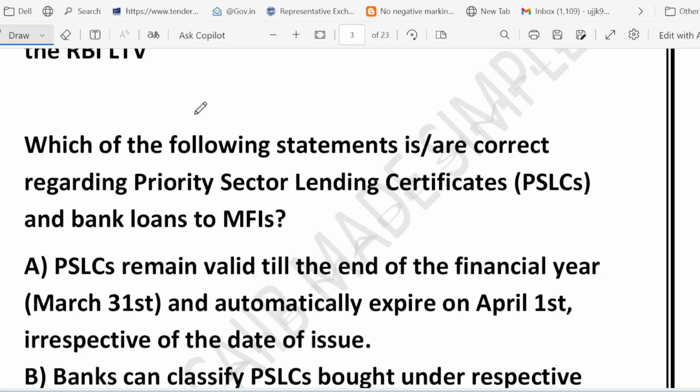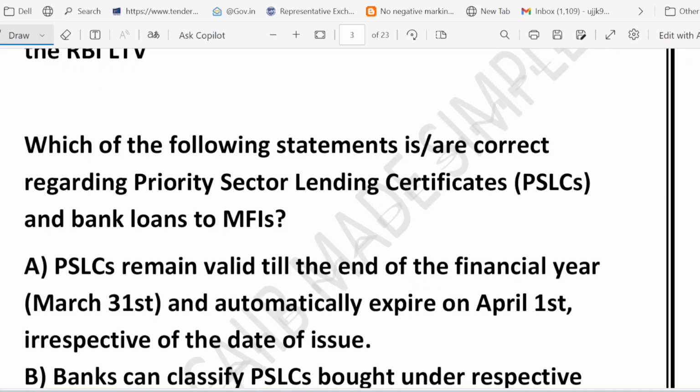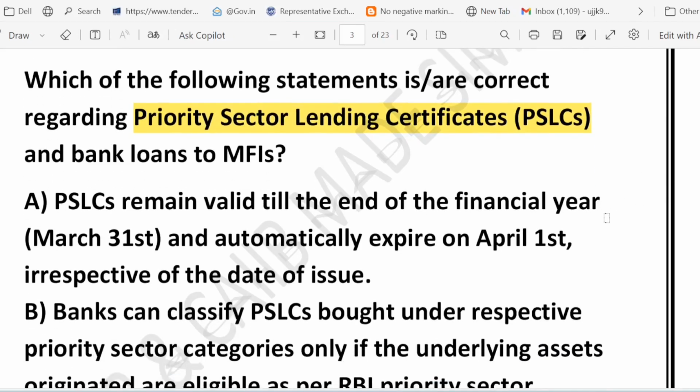Now friends, let's look at question number 2. So now in this slide, we will talk about important MCQs on priority sector lending certificate. In short, we also call it PSLC, priority sector lending certificate. So the question is, which of the following statements are correct regarding the PSLC and bank loan to MFI?